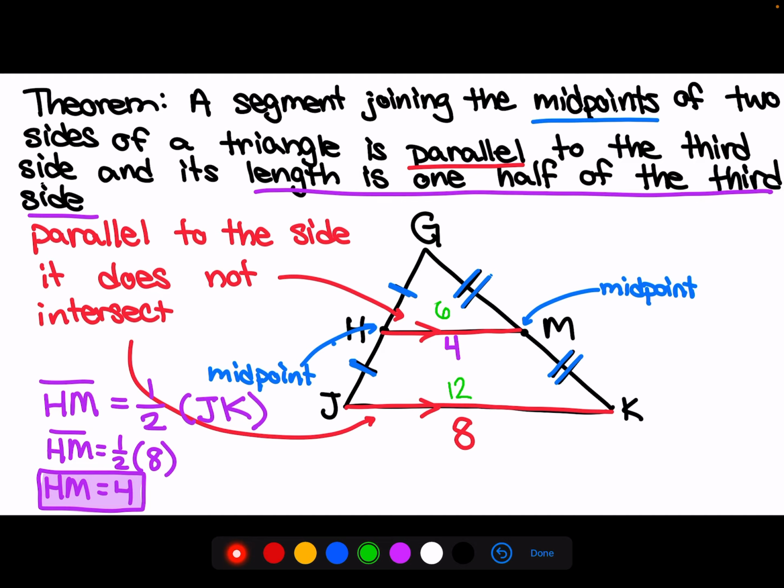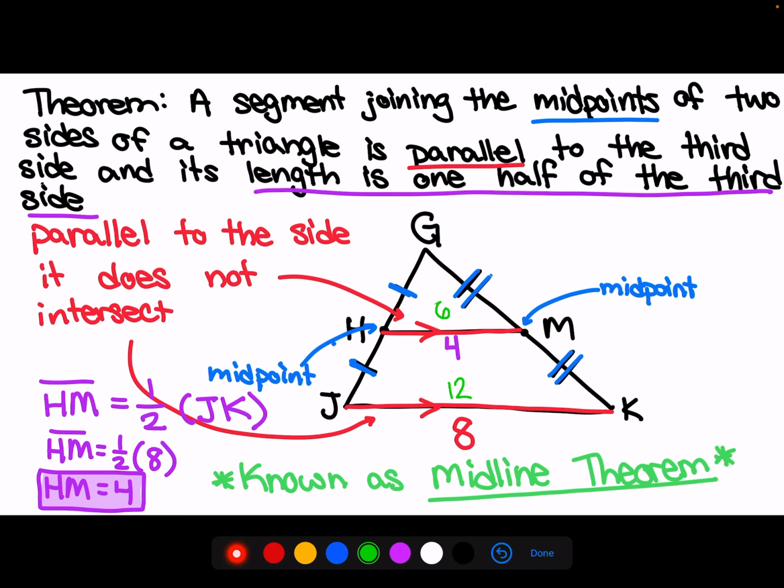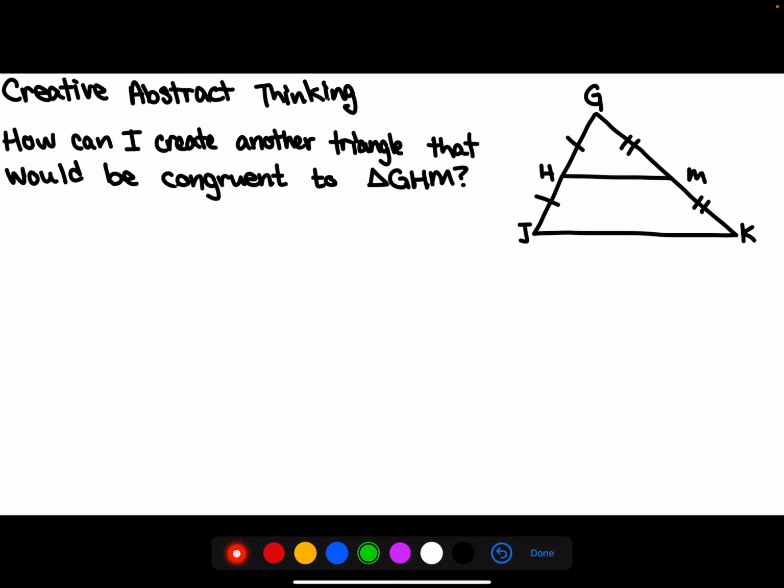If I'm given the midline, I can find that other side, the side that it's parallel to. And if I'm given the side that's parallel to, then I should be able to find the midline as well. All right, so again, very important that you know that's known as the midline theorem, because when it says prove the midline theorem, we need to know what we're proving. So some abstract thinking before we actually prove that.